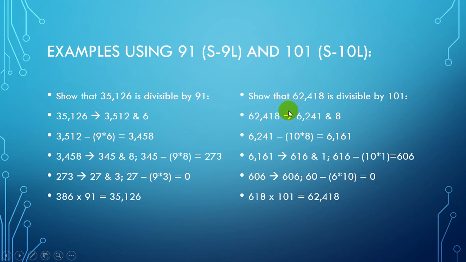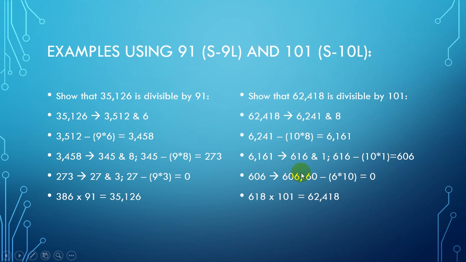Break 62,418 into 62, 41, and 8. Well, this is pretty easy. 8 times 10 is 80. Subtracted from 62, 41 will give you 61, 61. Break that apart and you get 616 and 1. Well, 1 times 10 is 10, so you subtract that from 616 to give you 606.